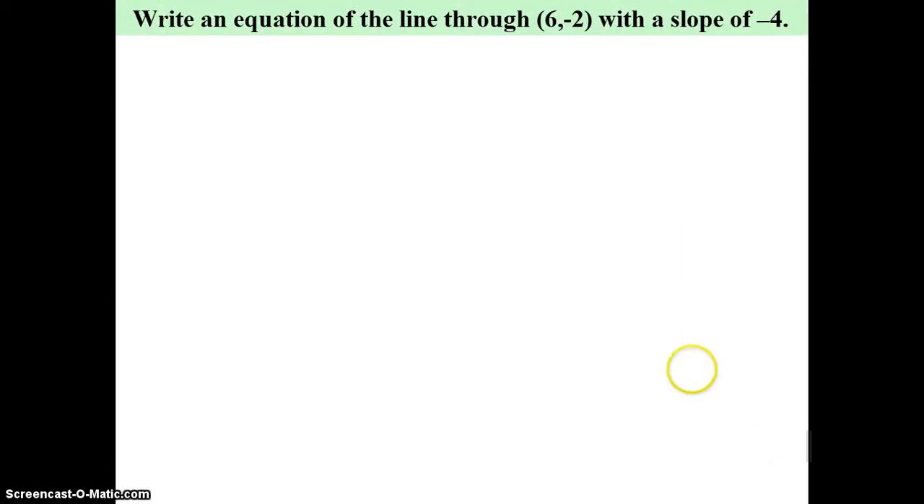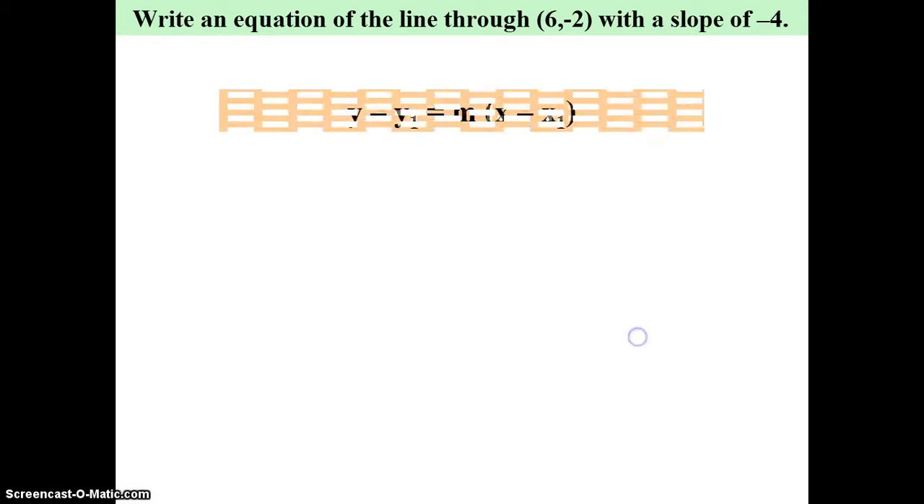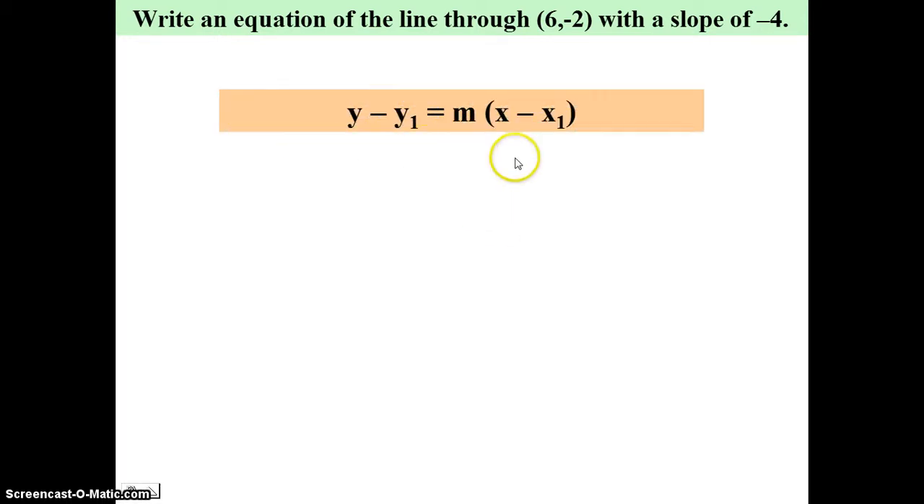Okay, if you were given a point, write an equation of a line through 6, negative 2 with a slope of negative 4. We are going to use the point-slope form of the equation of a line. So you use this when you are given a point. We can identify this as x1, y1. So here's a spot for that x value and for that y value. And we have a spot for the slope. Now this x and this y will remain as variables. So we fill in our y value from the point 6, negative 2. We fill in our slope of negative 4.